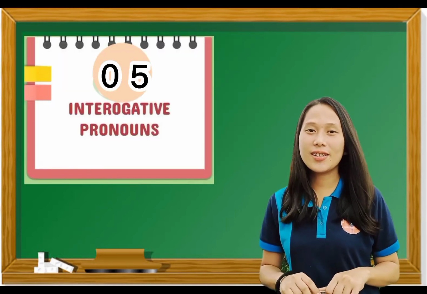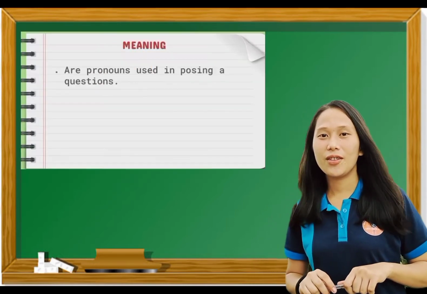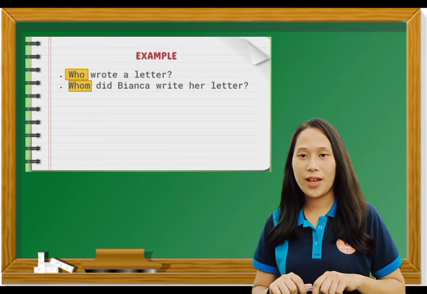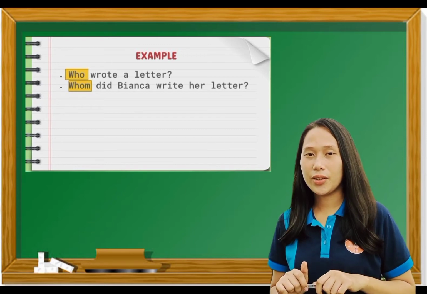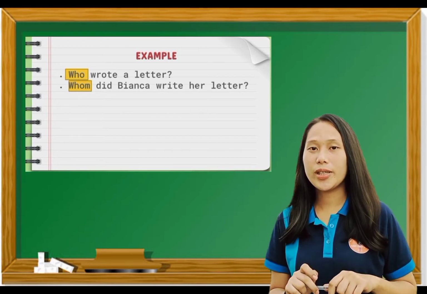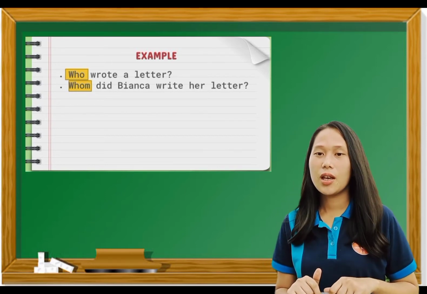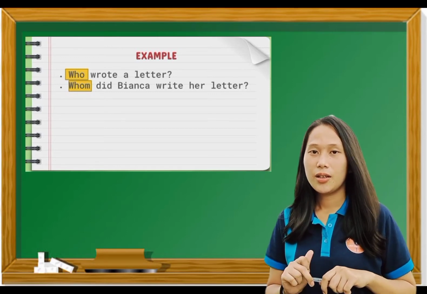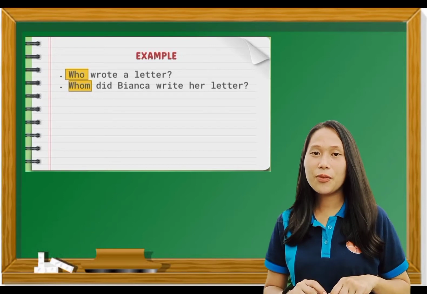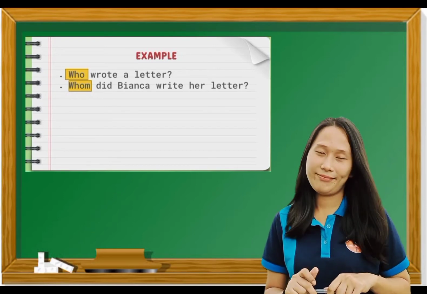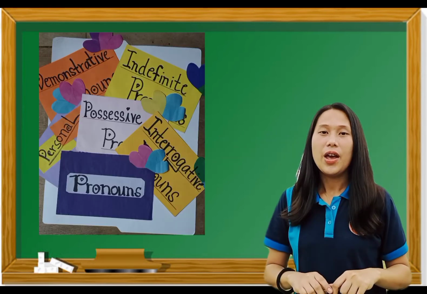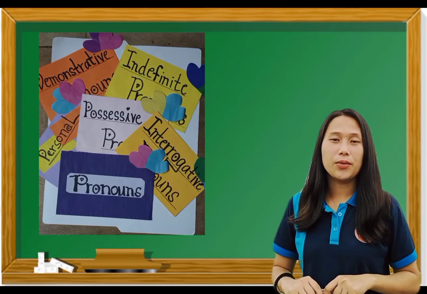The last one is the interrogative pronouns. These words are used in posing a question. So the example of that is, who wrote a letter? The word who is the interrogative pronoun. And to whom did Bianca write her letter? And the interrogative pronoun there is the word whom. And those are the types of pronouns.